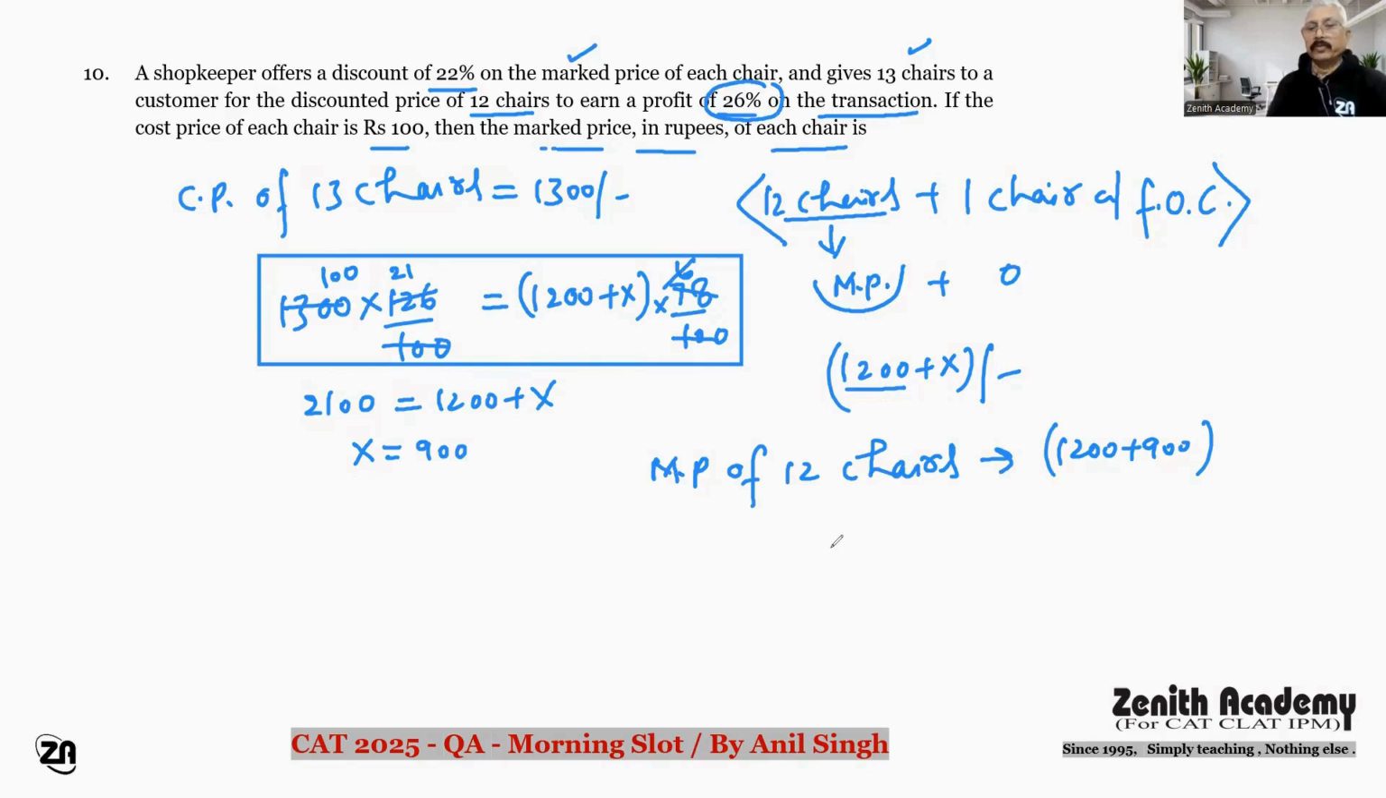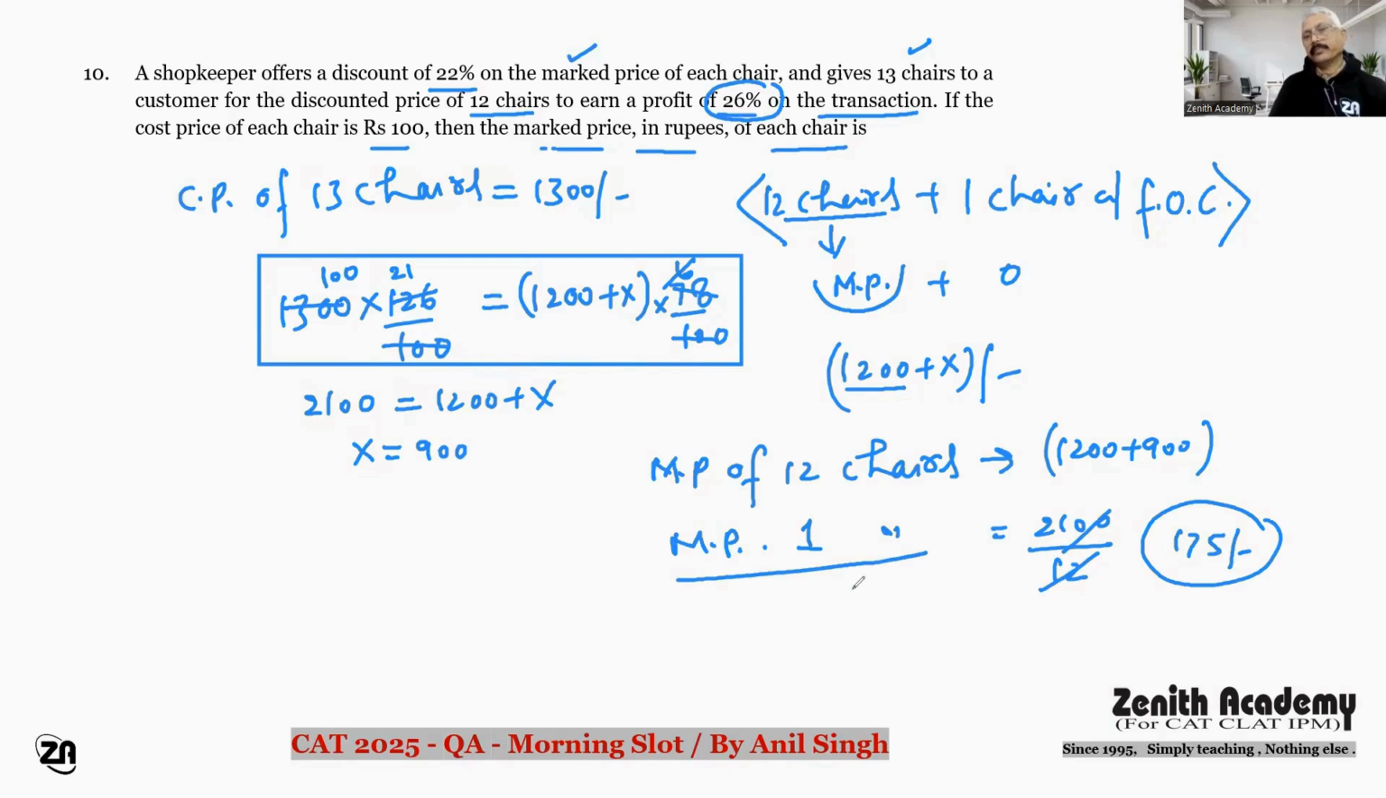So the mark price of one chair is going to be 1200 plus 900, divided by 12. So this is 175. This is the mark price of one chair. This is your answer. Next question.